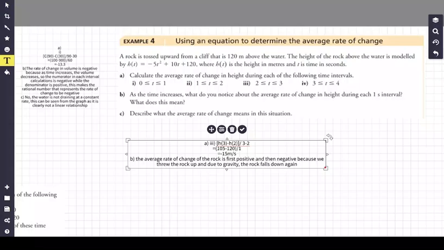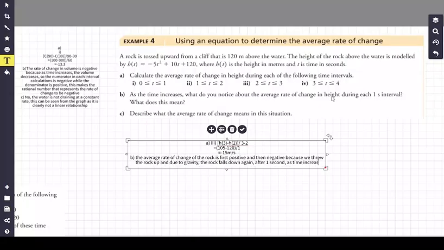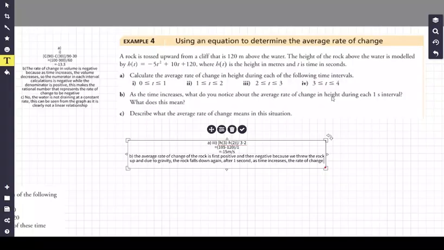And after 1 second, as time increases, the rate of change of the rock also increases. Why? Because the magnitude of the average rate of change is increasing because the rock is not falling at a constant rate. It is accelerating due to gravity.